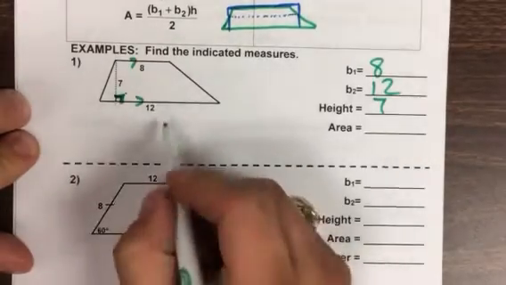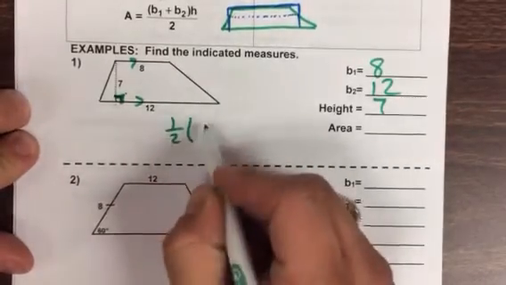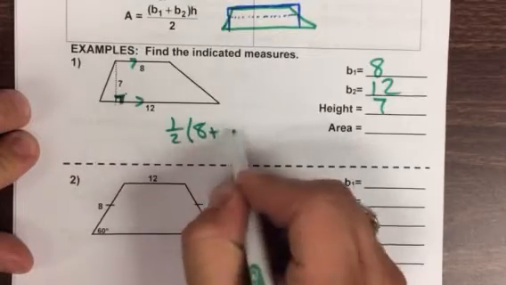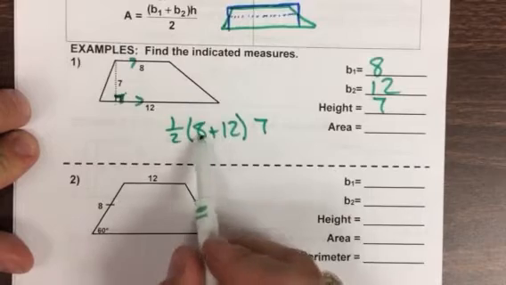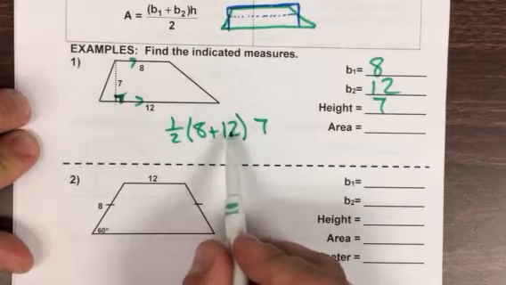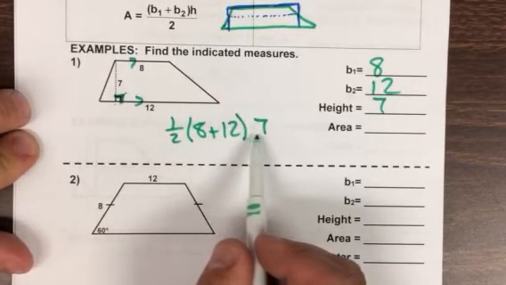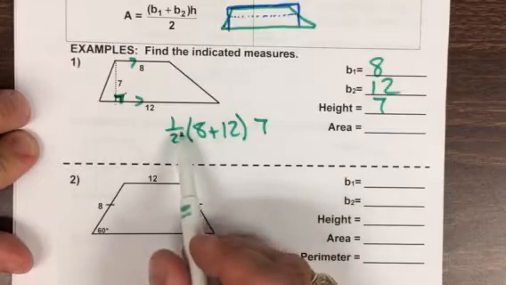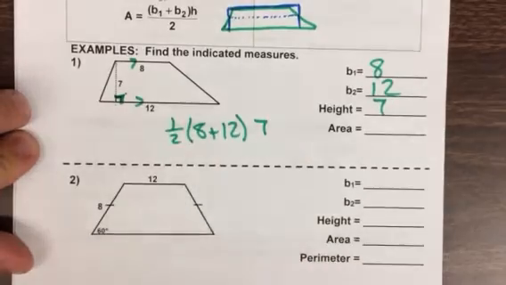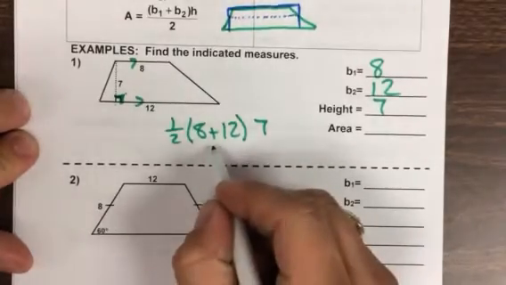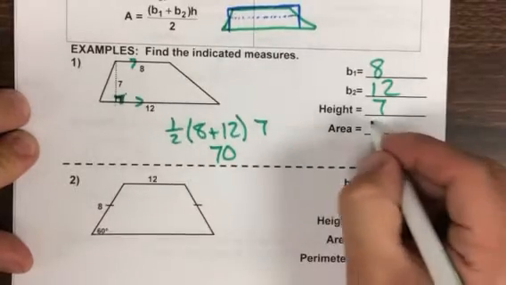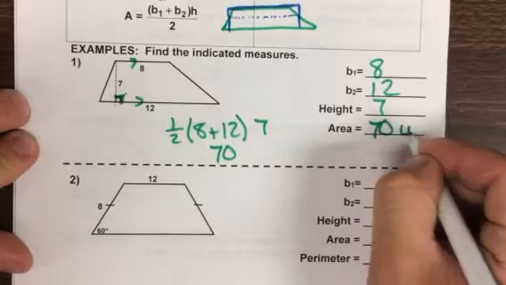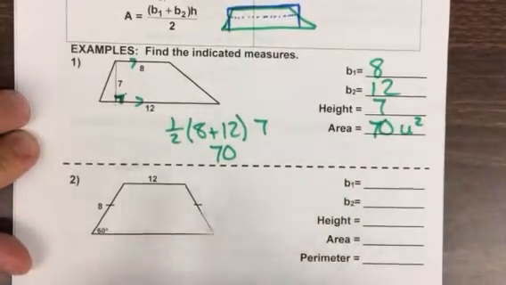So area formula, we're going to say 1/2 base 1, which is 8, plus base 2, which is 12, times the height. Well, 8 plus 12 is 20. 20 times 7 is 140. 140 divided by 2, or multiplied by 1/2, is going to be 70. So our area would be 70 units squared. Now notice they didn't tell us units, so I'm just going to go ahead and say units squared.